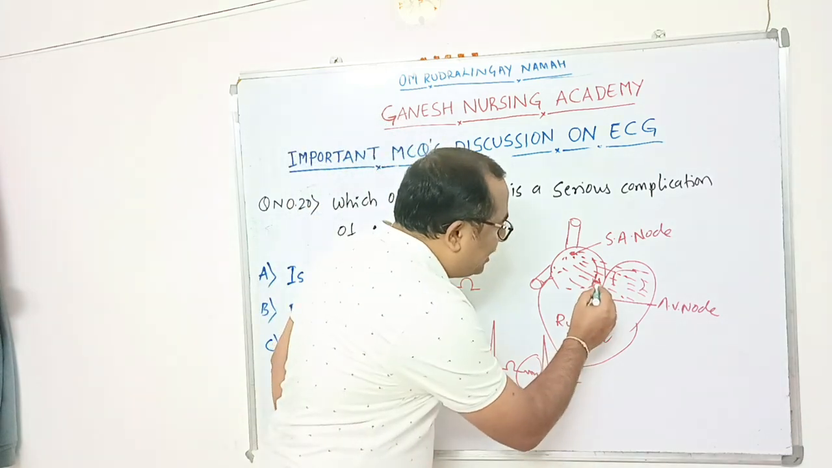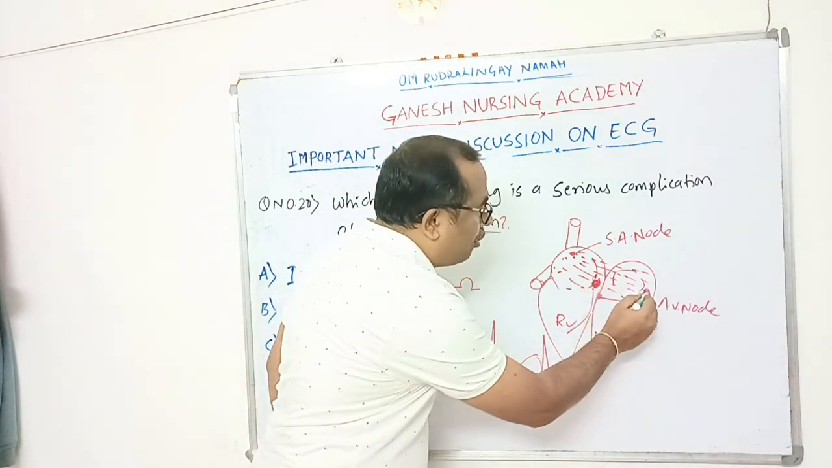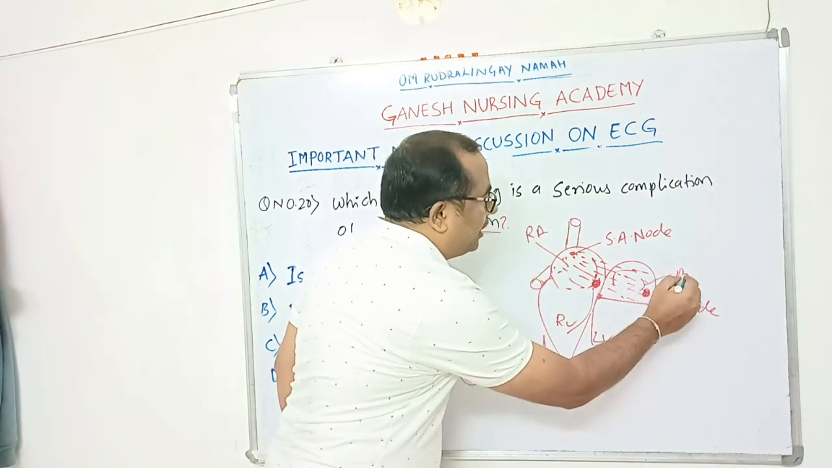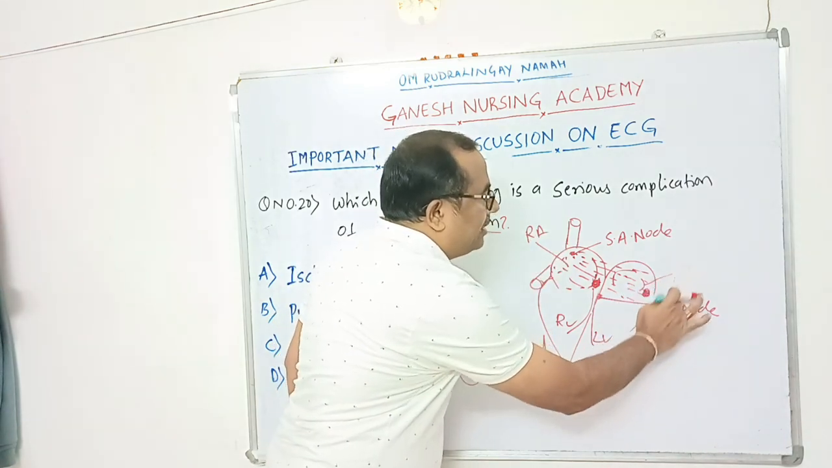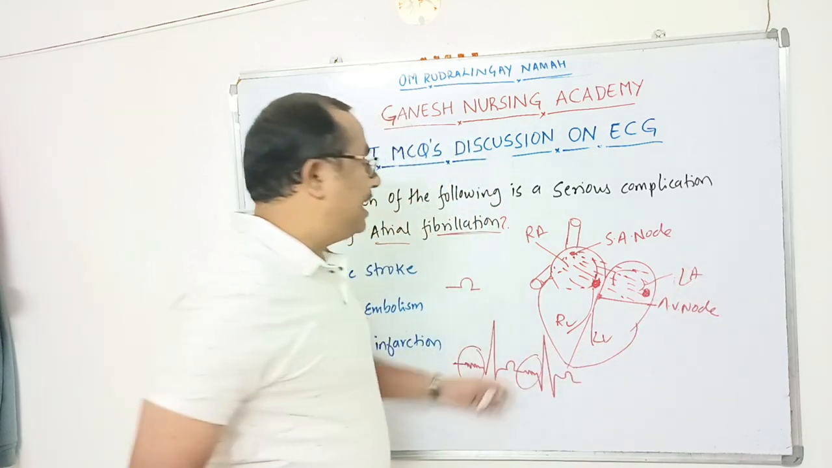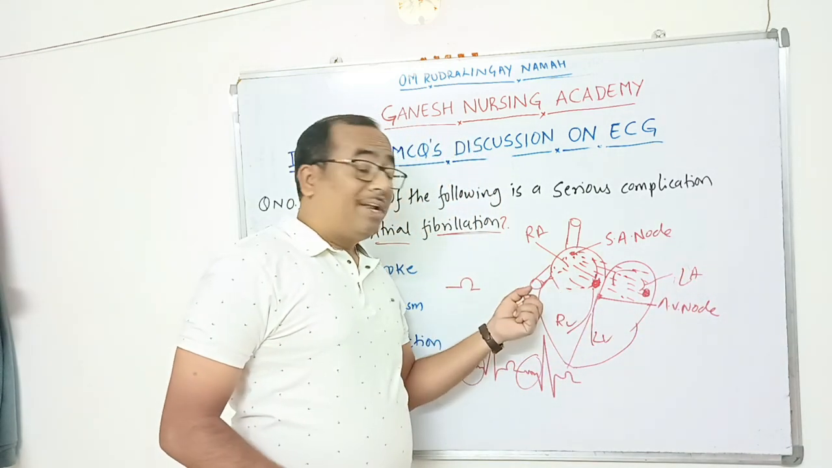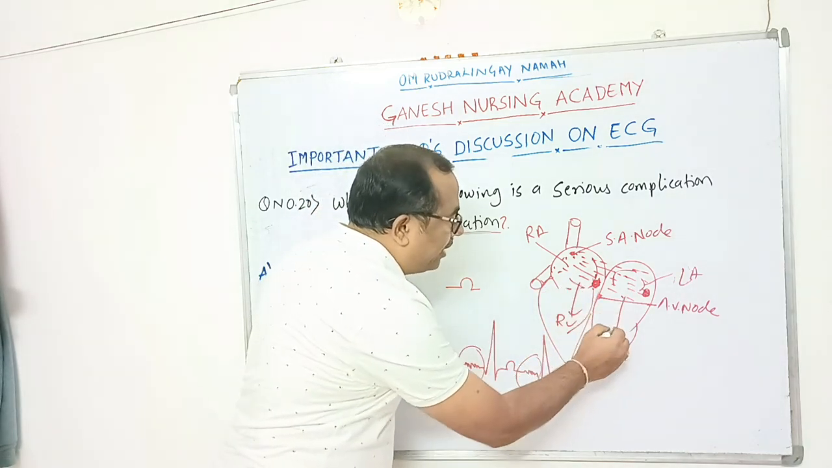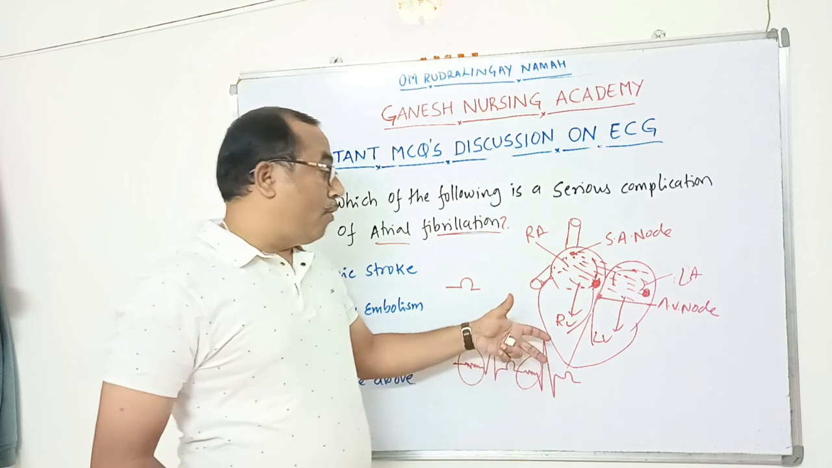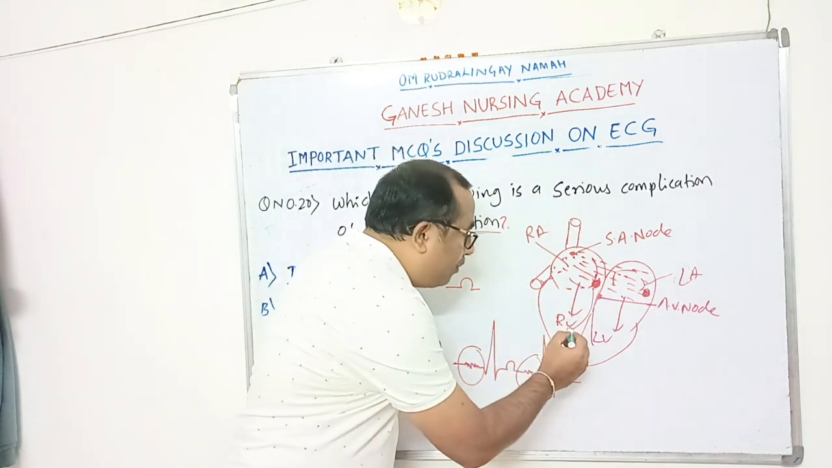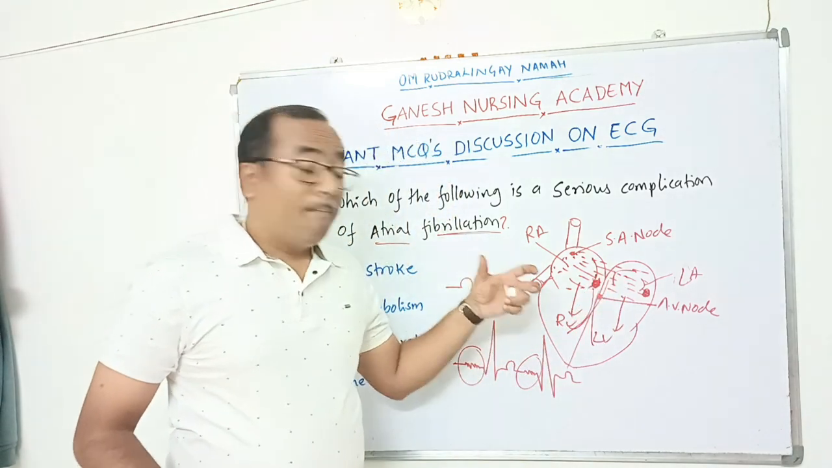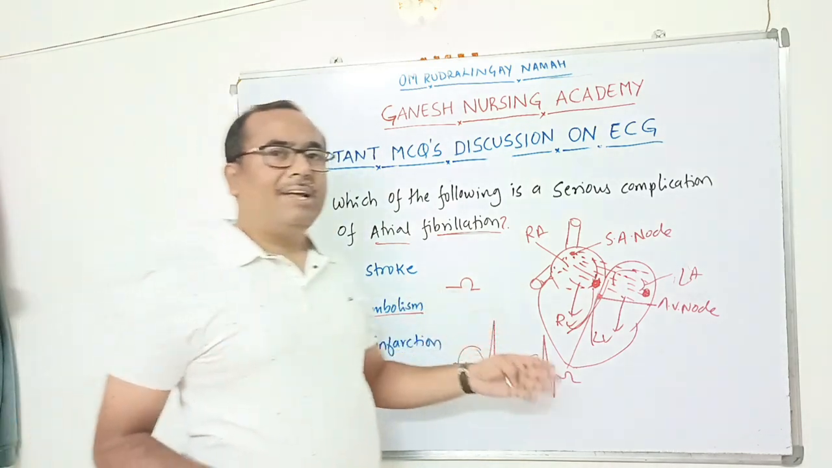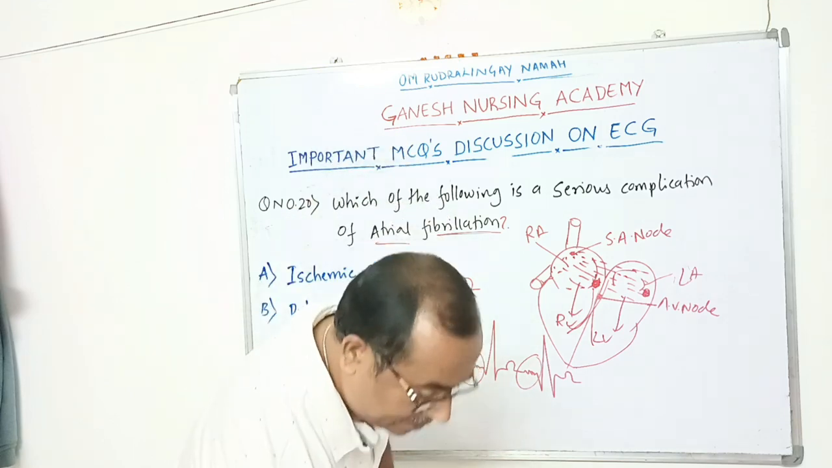So what happens here? There is a formation of clot. The clots are formed in the right atrium and left atrium. Gradually this clot will dislodge from the wall of the right atrium and left atrium and enter into the right ventricle and left ventricle. Then what happens here? After the contraction of the right ventricle, this clot will move into the pulmonary artery, and it may block the pulmonary artery or its branches.